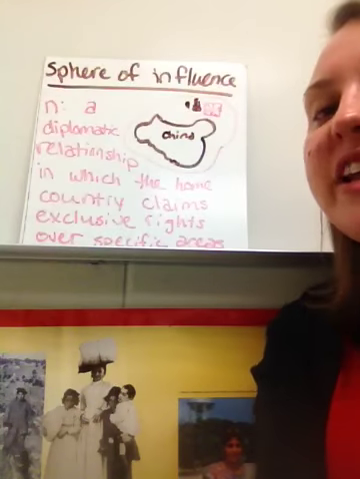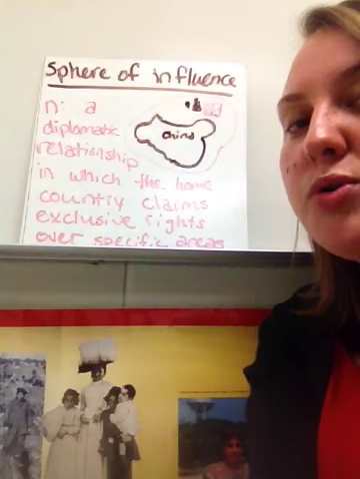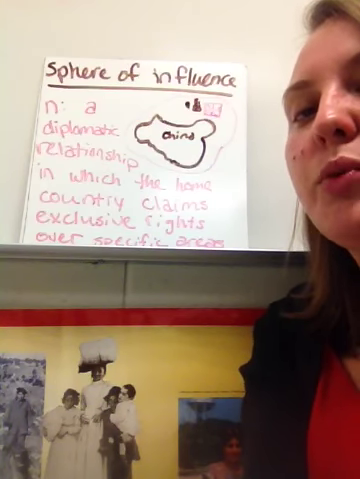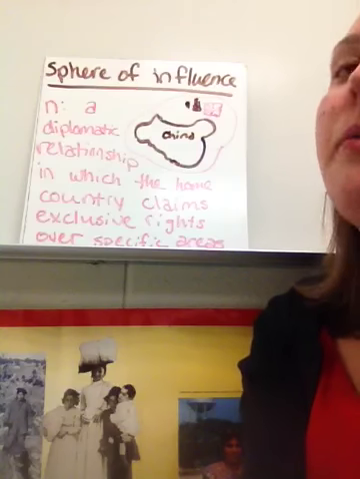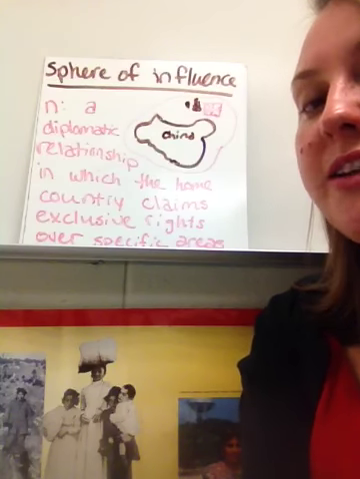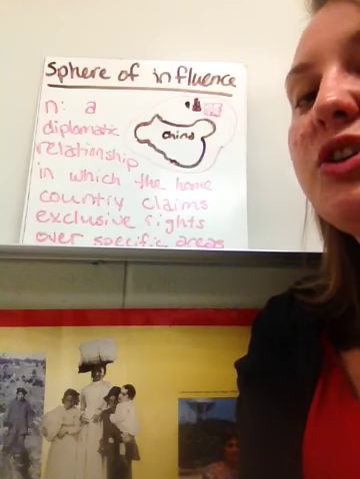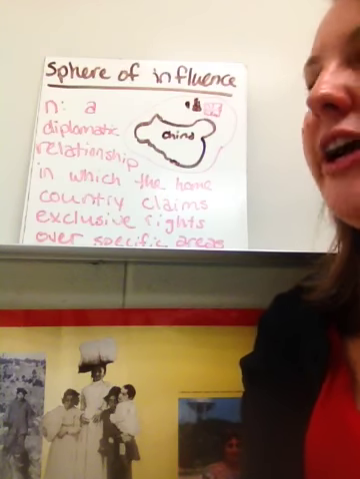Lastly, we have our sphere of influence. This one's the most complicated one to understand. A sphere of influence is a diplomatic relationship between two countries in which the home country claims exclusive rights over a certain area.